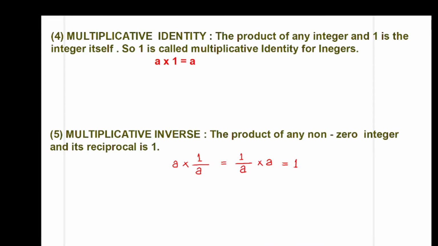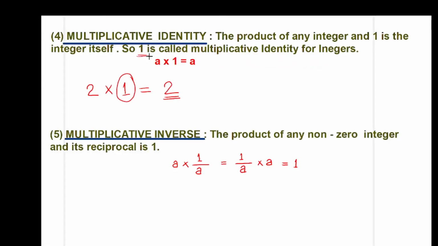Okay. Next, multiplicative identity. What is multiplicative identity? It says the product of any integer and 1 is the integer itself. That means if we multiply 2 into 1, then we will get what? 2, the number itself. That is why 1 is called the multiplicative identity. Because if we multiply any number with 1, we will get the same number only.